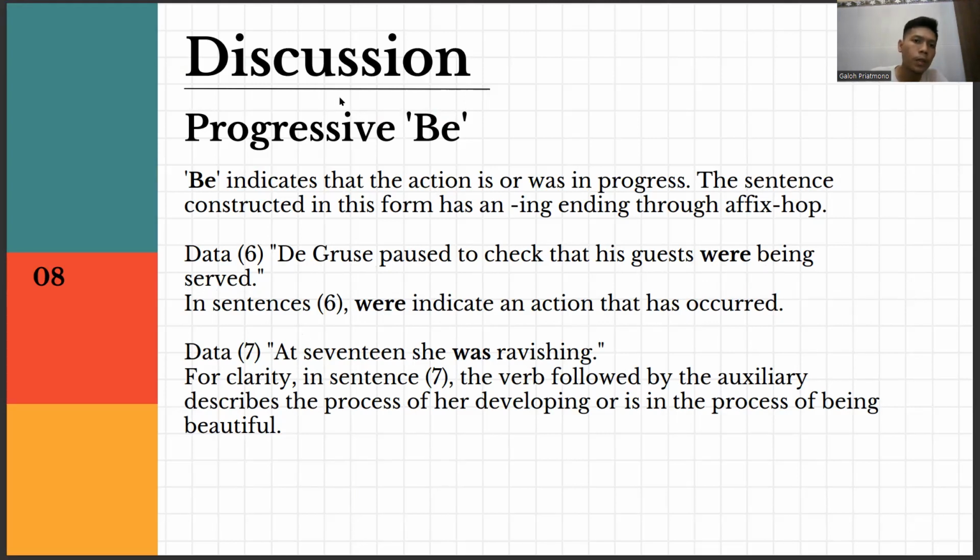The second data for this third type is in sentence 7: at 17, she was ravishing. For clarity, in sentence 7, the verb followed by the auxiliary describes the process of her developing, or is in the process of being beautiful.